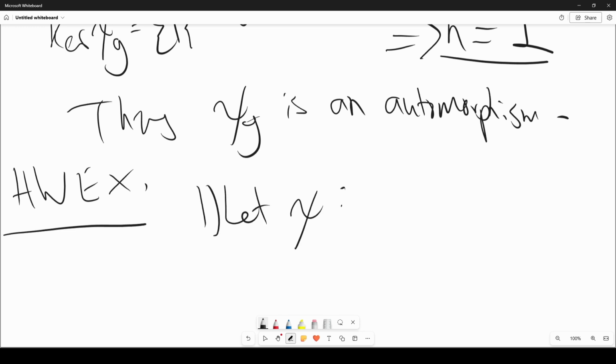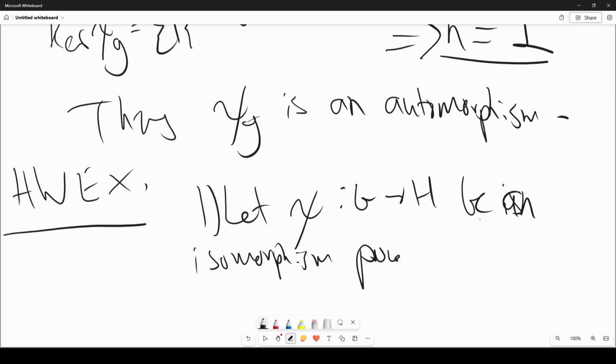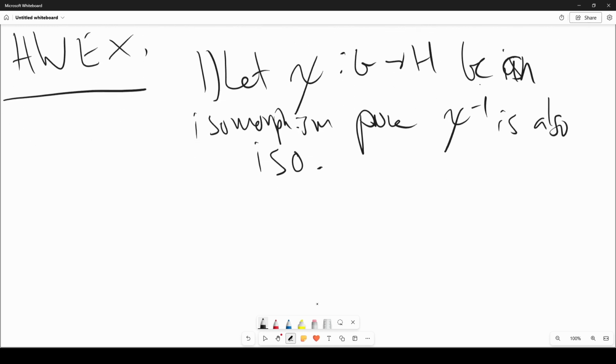Let psi from G to H be an isomorphism. Prove psi inverse is also an isomorphism. So this is like saying the map psi inverse, which goes from H to G, is also an isomorphism. We know if G and H are isomorphic, it should be pretty clear that there should be a way to go from H to G, and psi inverse is a great way of doing that.